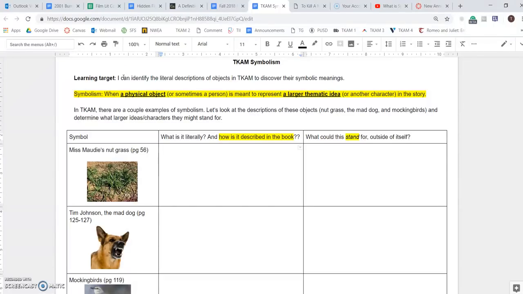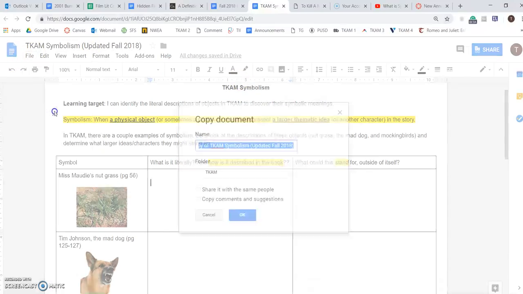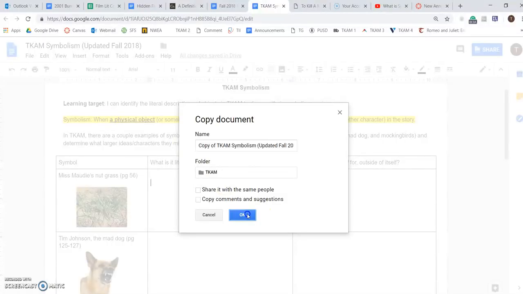So again, step 1 is to look at what is it literally and how is it described. And this is going to build off of the diction work we've been doing, looking at specific descriptors. And once you figure out the specific descriptors, you can then figure out what it's supposed to stand for. So let me make a copy that I can type on. I'll do the first example with you here.